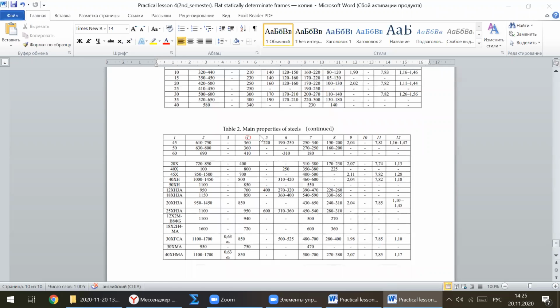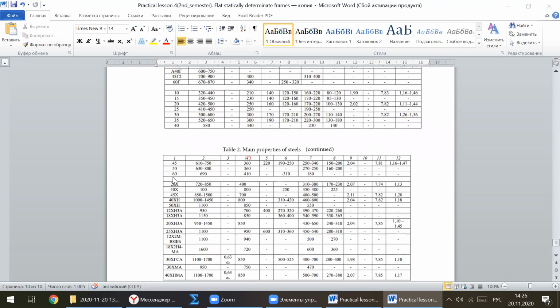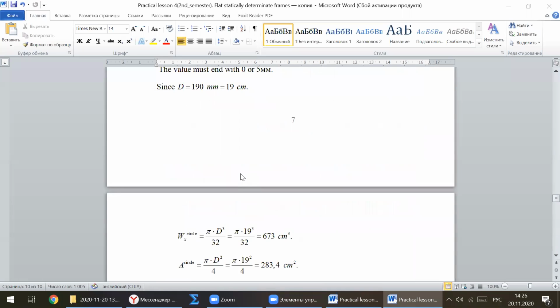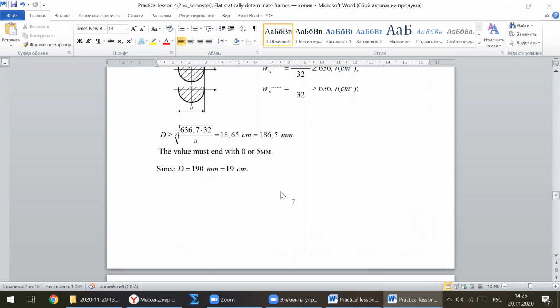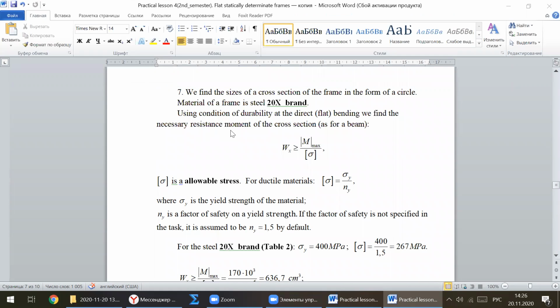For the steel 20X brand, table 2, sigma y is 400 megapascals. And we got the result 267 megapascals.